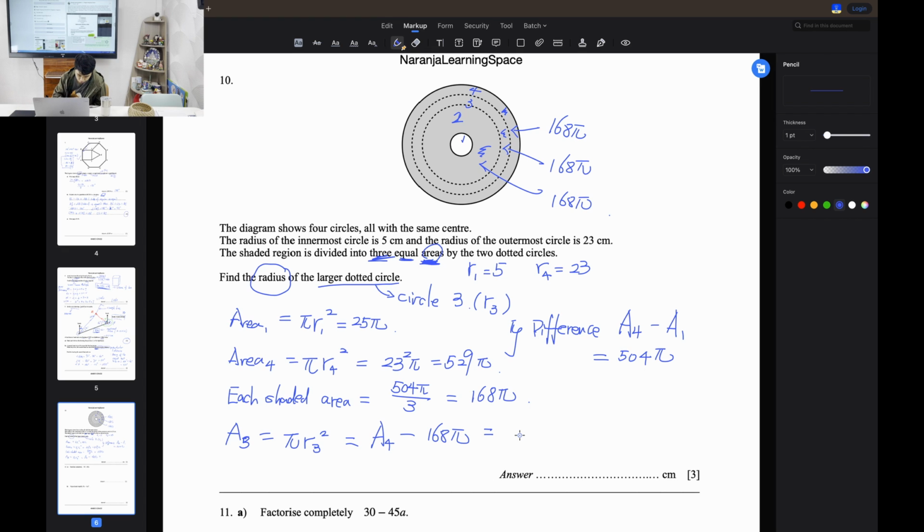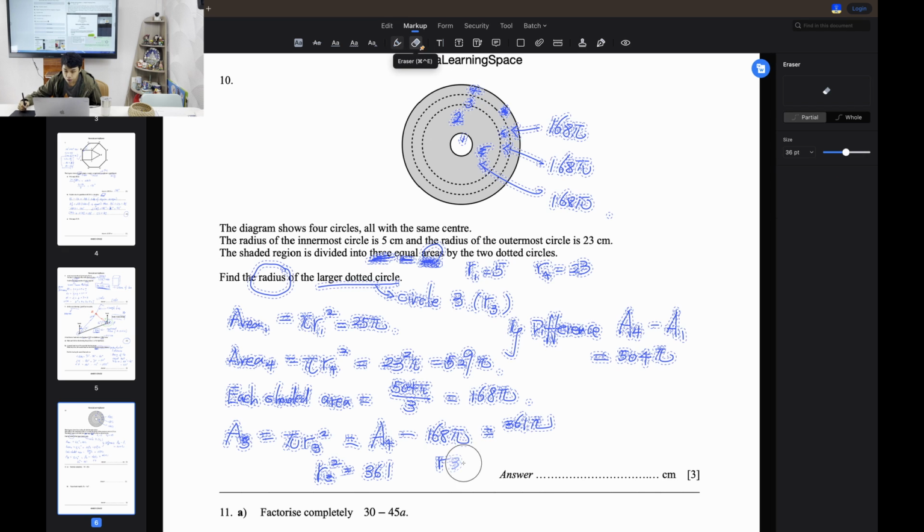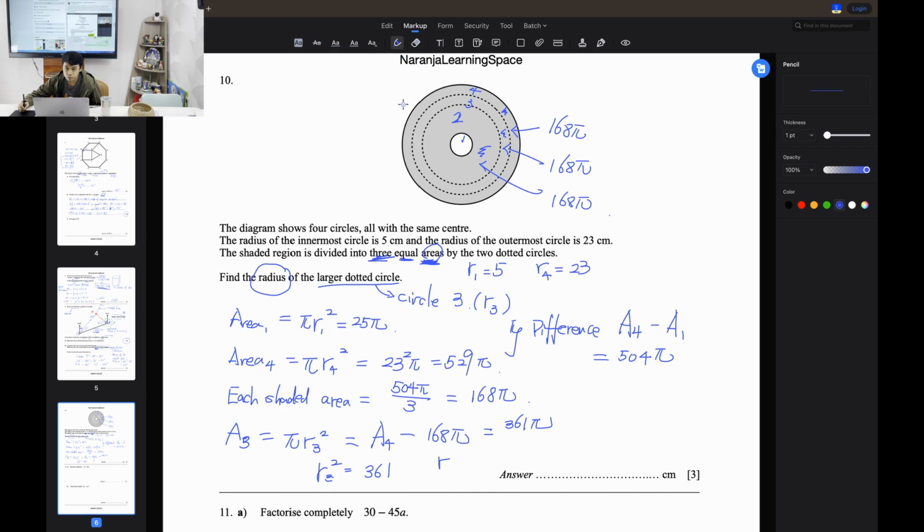529 minus 168 equals 361 pi. Which means R3 squared equals 361 and R3 equals the square root of 361, which is 19 cm. Okay, great. It's a nice number. 3 marks.